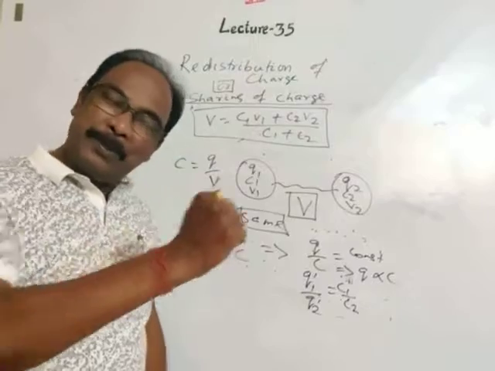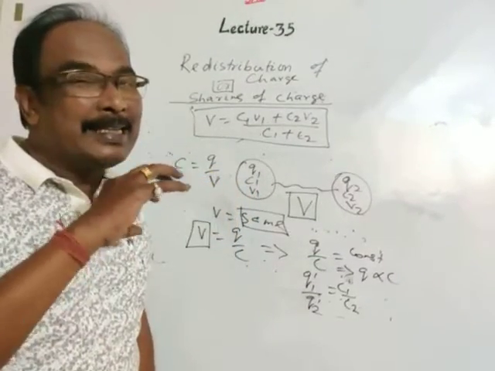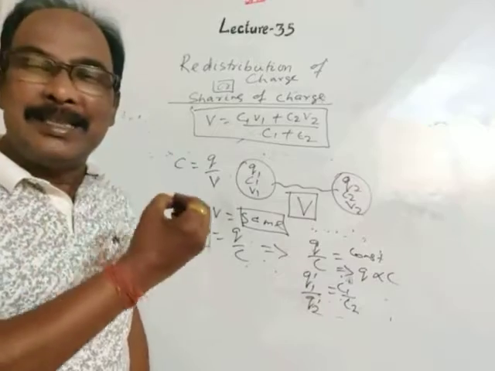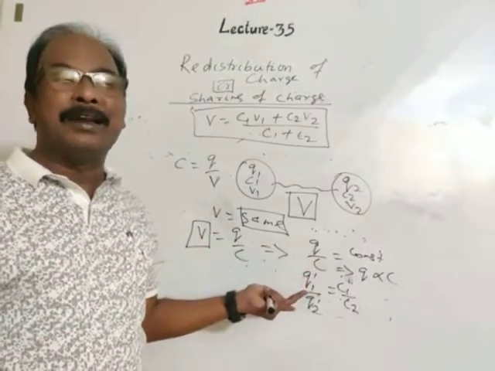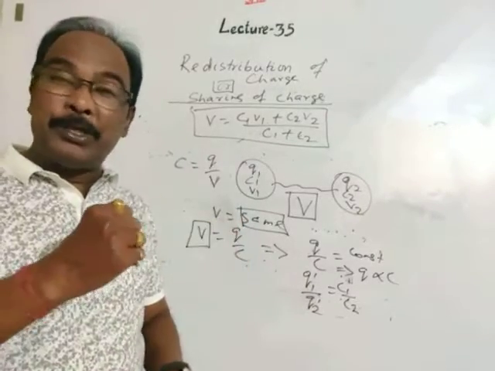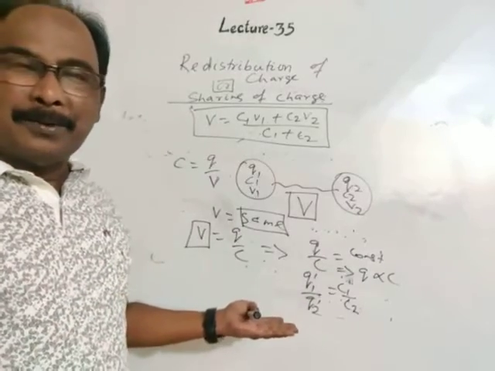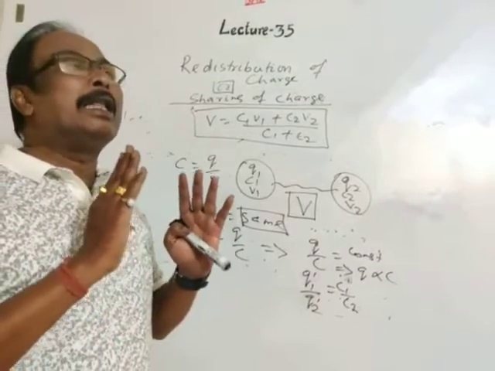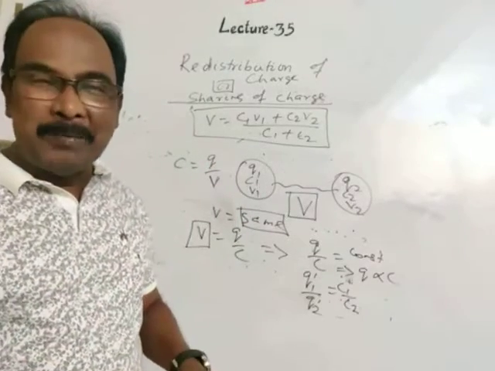When charge moves, when charge flows, then work is done against the resistance of the conducting part. Okay. So there is loss of energy. If work is done against opposition, meaning resistance, then energy is lost. Okay. So what is the energy lost in redistribution of charge?